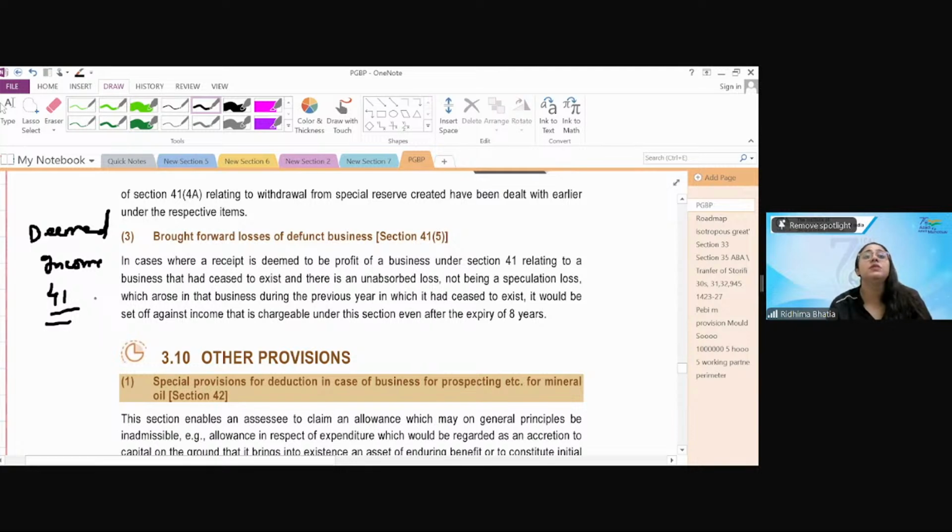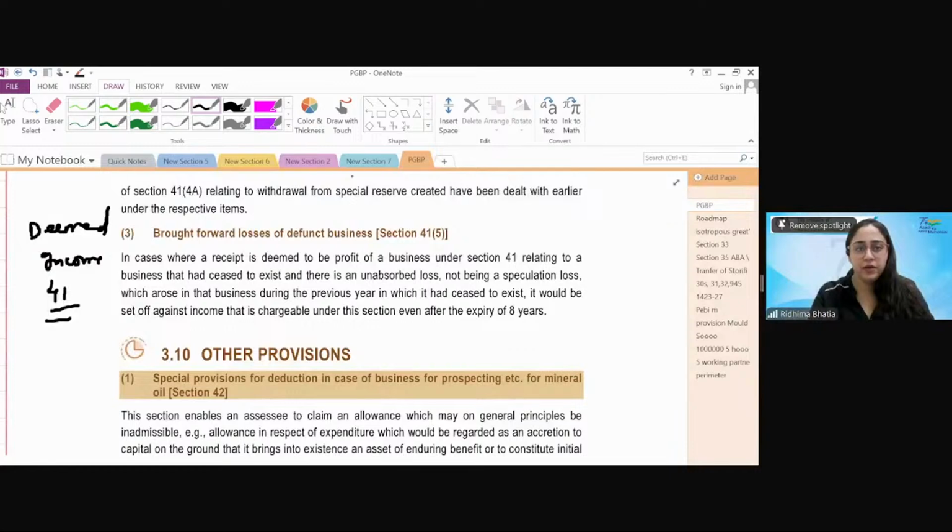and even if the business is not working, even if that 8-year period has expired, still at the time of closing the business, if you had any unabsorbed loss standing, you can set them off from these particular deemed incomes. So this is a sort of relief given by the income tax authority that when we are charging the receipts even after the business is closed, then we should technically allow you those losses also to set off if they are standing. Okay.